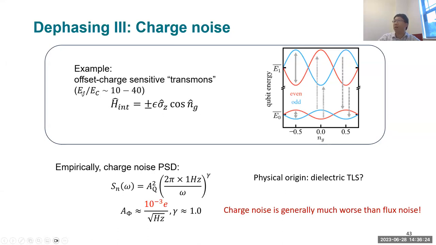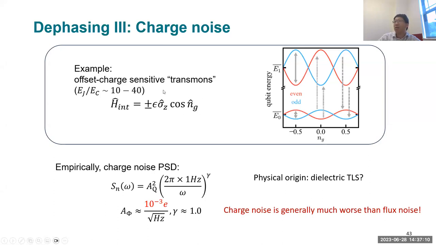But if you make the transmon EJ over EC ratio not deeply in the transmon regime, such as 10 to 40, so that's kind of in between Cooper pair box and the true transmons. Cooper pair box has this ratio close to 1. Transmons will have this above 40 or 50. So in this regime, your transmon energy is actually a little bit dependent on the environment charge configuration, which I call NG here. So you have this kind of a sinusoid dependence on the environment charge. Then this is a type of longitudinal coupling between your transmon operator and some kind of environment operator.